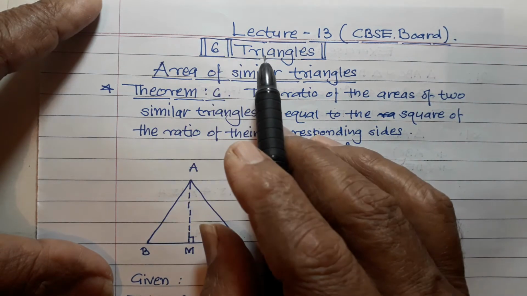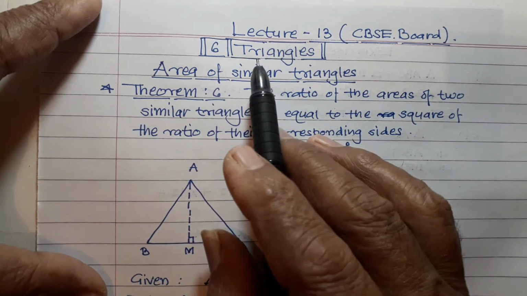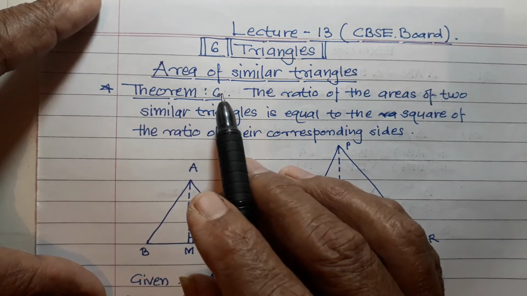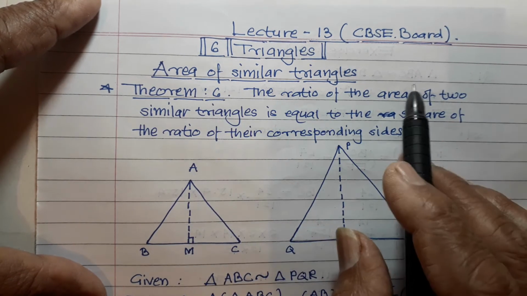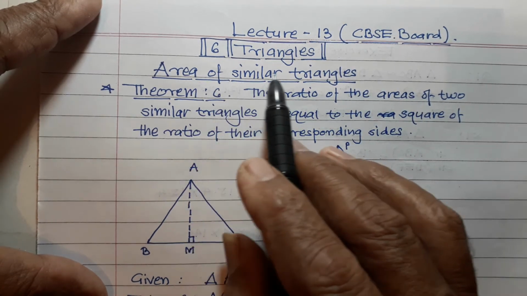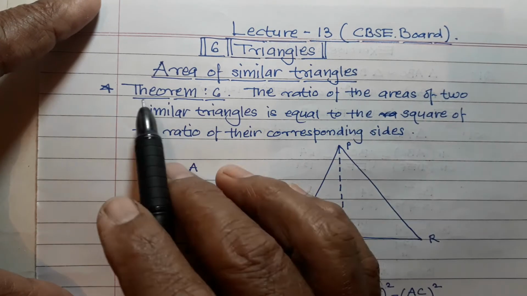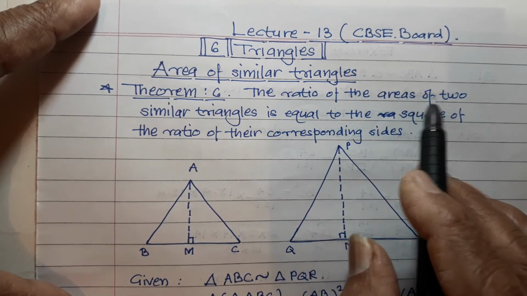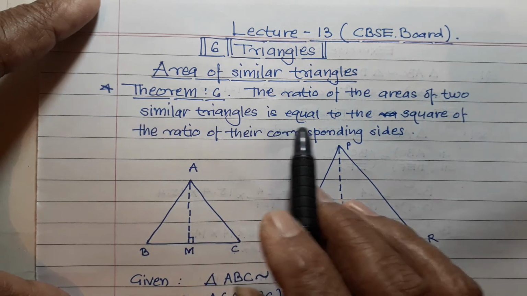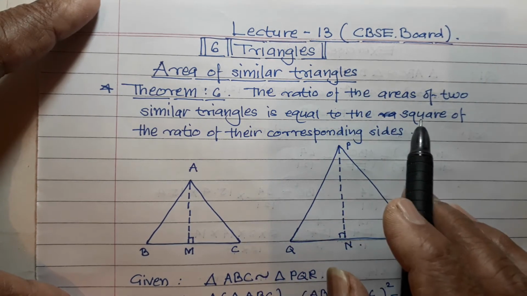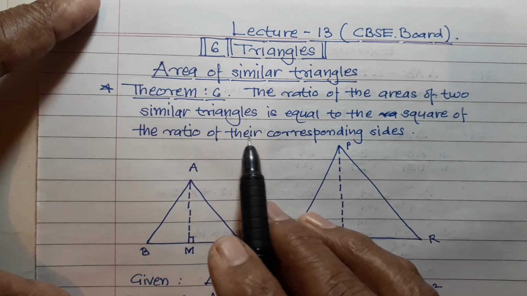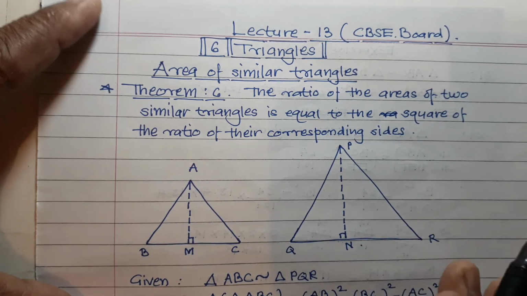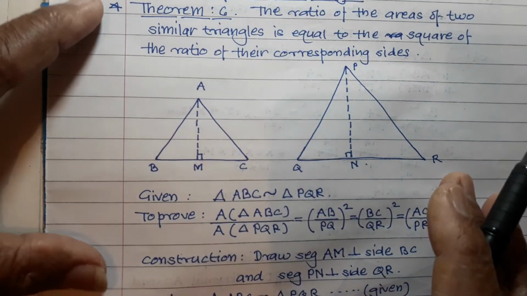Chapter number 6, Triangles. In this lecture, I am going to explain one very important theorem. Try to understand: area of similar triangles. Theorem number 6: The ratio of the areas of two similar triangles is equal to the square of the ratio of their corresponding sides. Okay, now first you draw the figure.